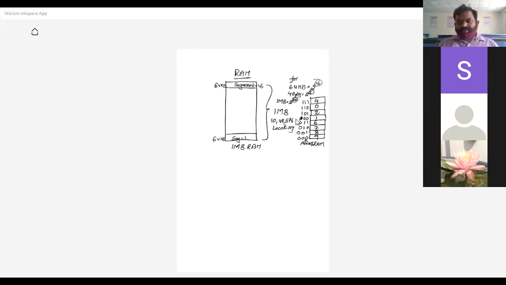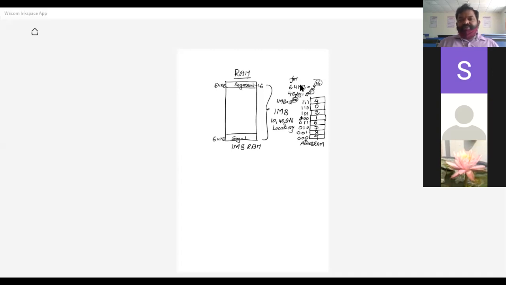Sir, one byte is how many bits? 1024 bits, 1 KB. 1 byte is equal to 8 bits. Right, so you should have these basics. 1 byte is equal to 8 bits. 1 nibble is equal to 4 bits. 1 word is equal to 16 bits. Double word is 32 bits.